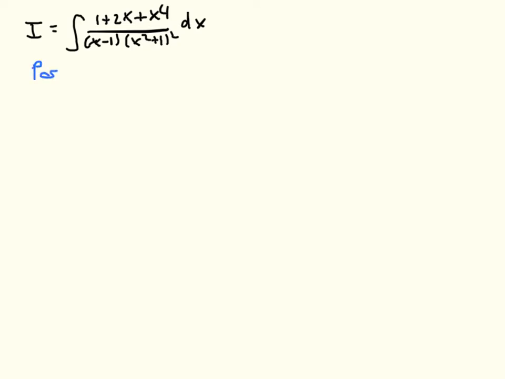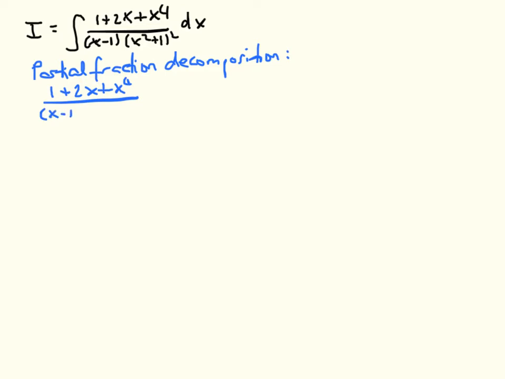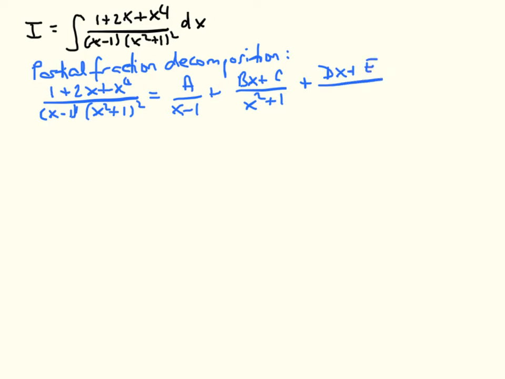So the partial fraction decomposition is going to be 1 plus 2x plus x to the fourth all over x minus 1 times x squared plus 1 all squared, which is going to be a over x minus 1 plus bx plus c over x squared plus 1 plus dx plus e over x squared plus 1 all squared.